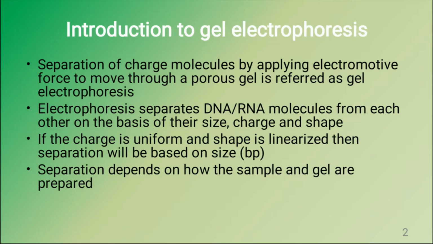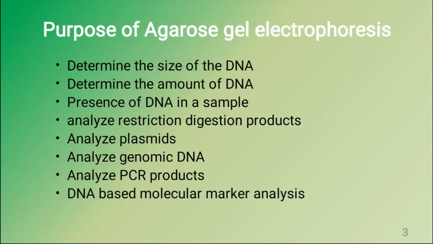In this way, the separation depends on how the sample and gels are prepared. So we can use agarose gel electrophoresis for various purposes. The first one is to determine the size of the DNA fragments after completion of PCR, and we can use it to determine the amount of DNA by an indirect method using DNA ladders. We also have to know the presence or absence of the DNA in our sample. For that purpose, this is a good way to detect directly the presence or absence of the DNA.